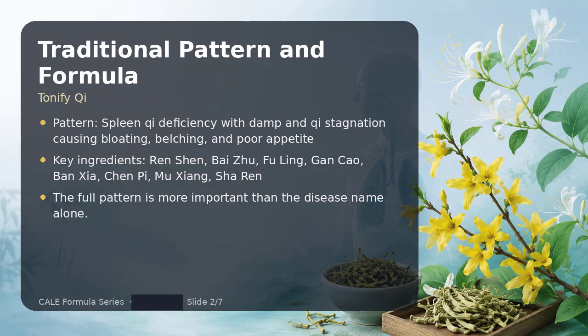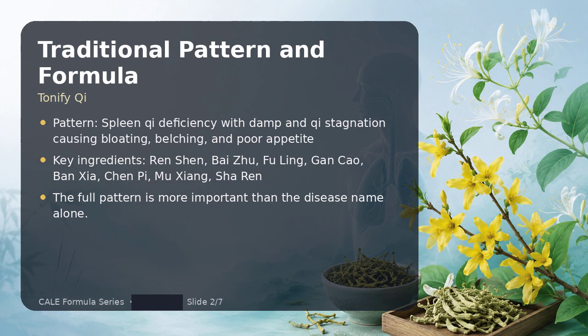Traditionally, Xiang Sha Liu Jun Zi Tang belongs to the category Tonify Qi. A representative pattern is spleen Qi deficiency with damp and Qi stagnation causing bloating, belching, and poor appetite. Important ingredients include Ren Shen, Bai Zhu, Fu Ling, Gan Cao, Ban Xia, Chen Pi, Mu Xiang, Sha Ren. In practice, the formula should be chosen by matching the full pattern, not simply by matching a biomedical diagnosis.